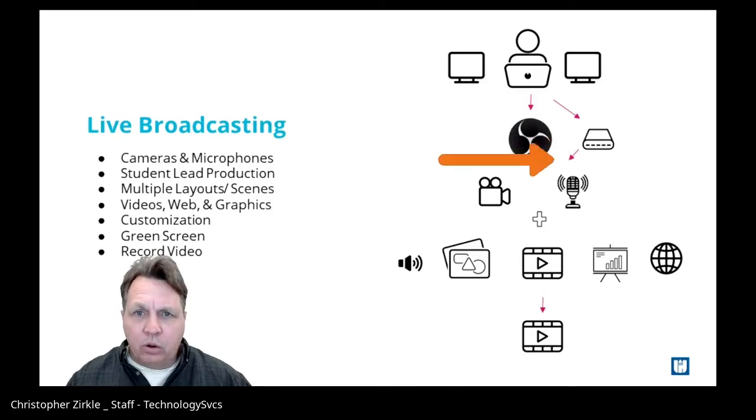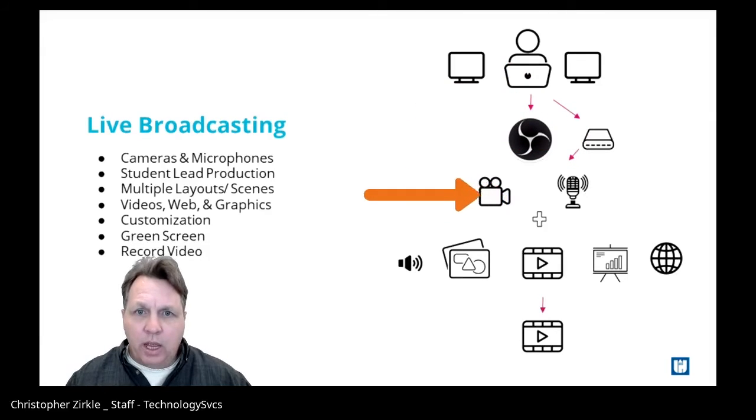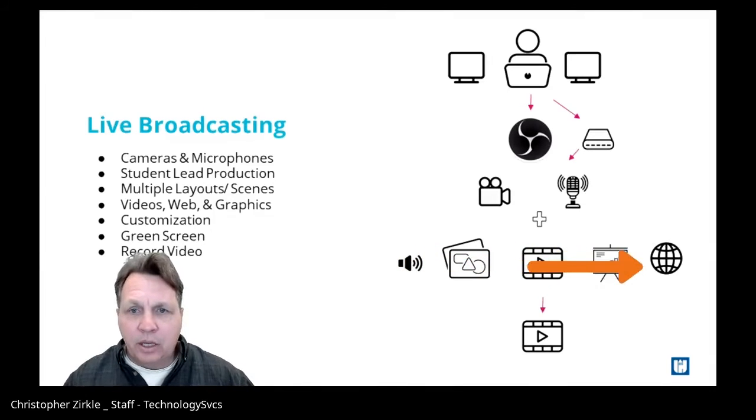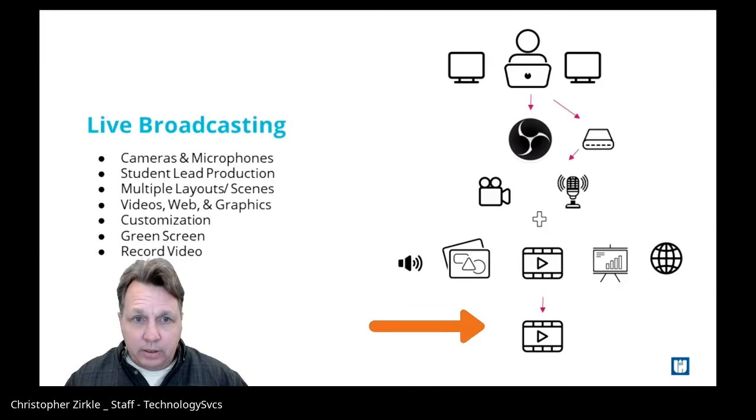This hub is where all the cameras and microphones plug into, and that hub plugs into your computer. So you can have, you know, three cameras, 3 microphones, whatever your setup is. And then you can pipe in audio, music, you can have graphics, videos, pre-recorded videos, presentation content, web content, all that, and then produce your video that you then distribute to your audience.